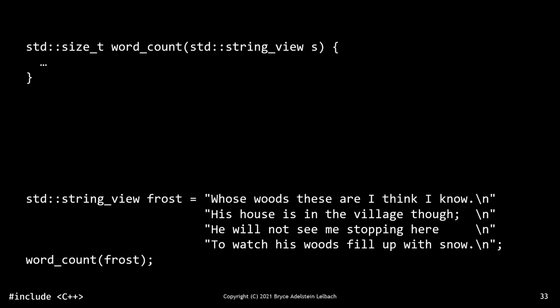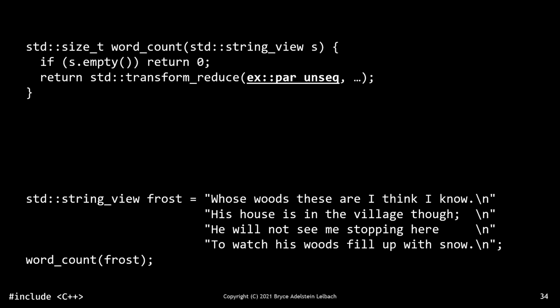Let me show you one of my favorite parallel algorithm examples, word count. We can write it with a single parallel transform reduce. Transform reduce takes both a transformation operation and a reduction operation. It applies the transformation to the inputs and then uses the reduction to sum the results of those transformations. If you're familiar with MapReduce, this is C++'s form of it.